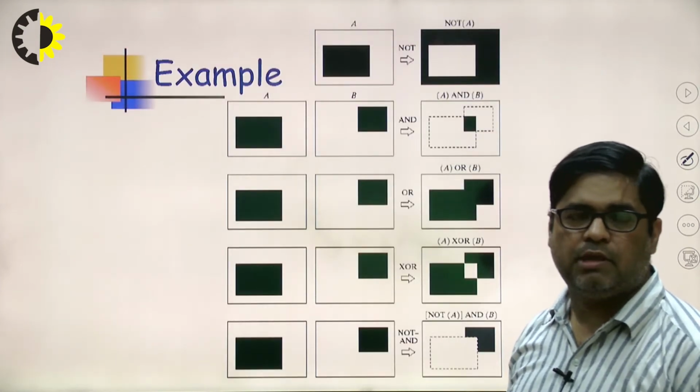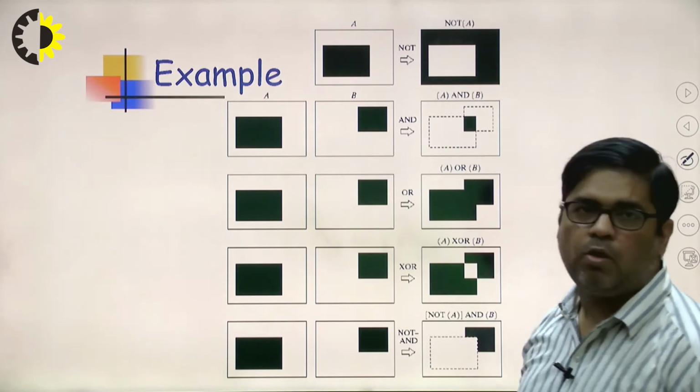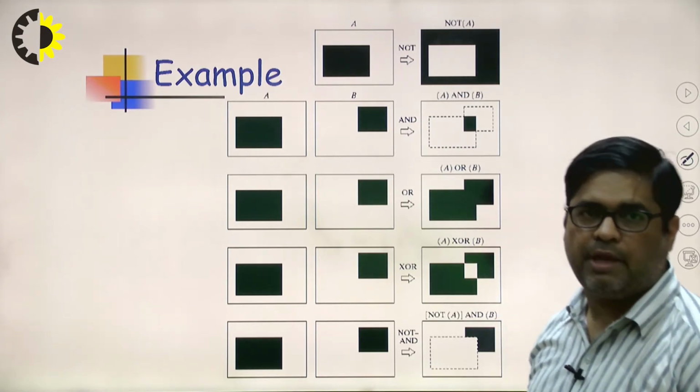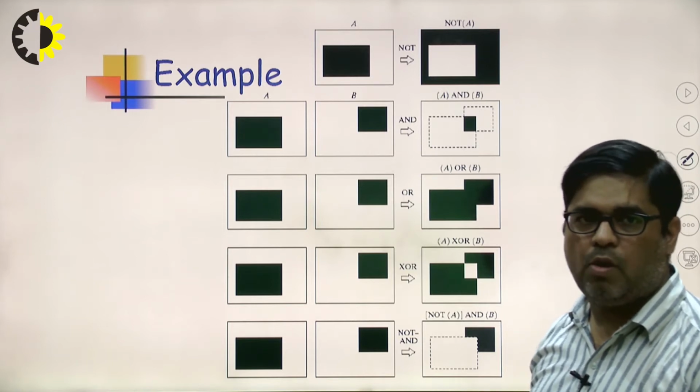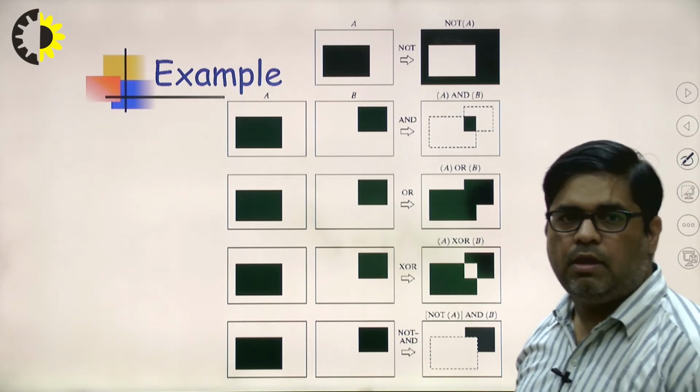These are some more examples of how the NOT operation, or how the general operations, are applied on images. We can see here the NOT operation, AND operation, OR, exclusive OR, and NAND.